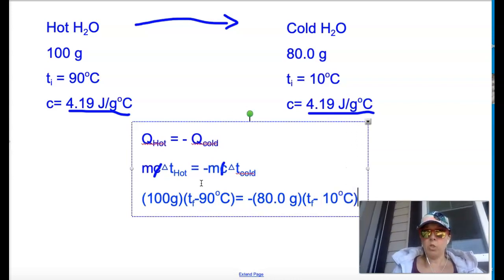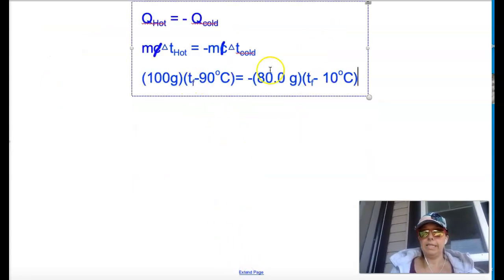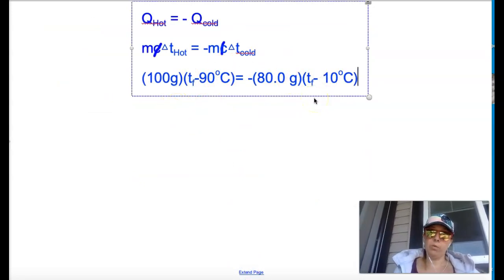What you need to recognize here is that TF between these two is going to be the same. We're always going to find that when we combine things together, the final temperature of all the things that are in contact is going to be identical. Because if they're not identical, the energy is going to continue to transfer from the hot object to the colder object until they are the same. So we need to solve for TF.